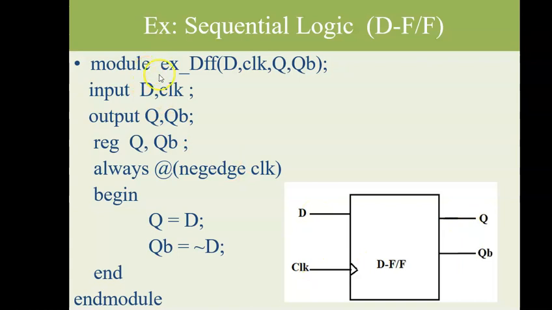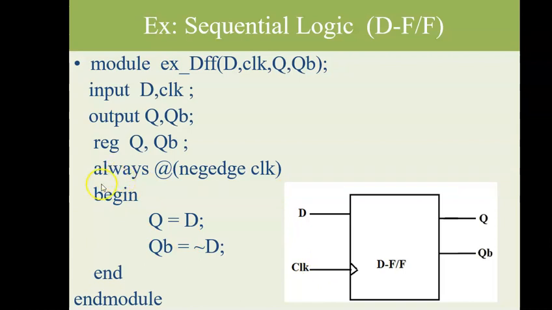So module, example D flip-flop. What are the inputs here? D and clock are the inputs, Q and Q bar are the outputs. The direction of the ports: input D and clock, and Q and Q bar as outputs. We know that Q and Q bar are register type. On the left hand side they are register types because they store the value until the D changes or clock changes. How do you represent this?